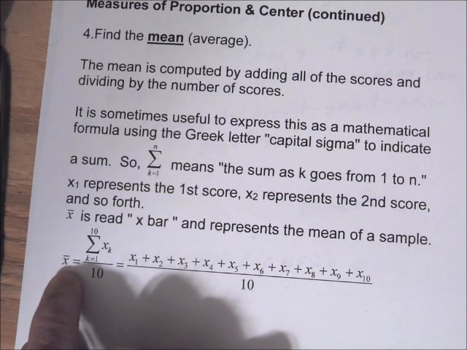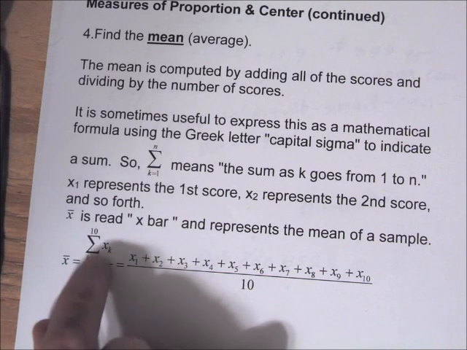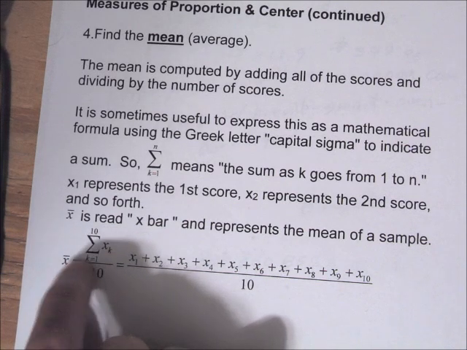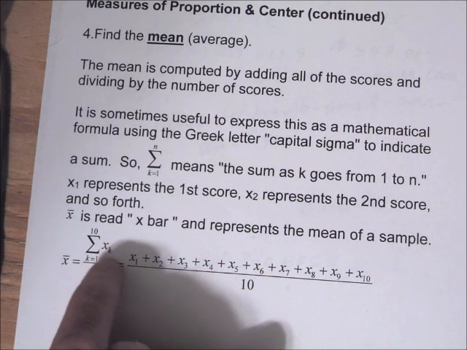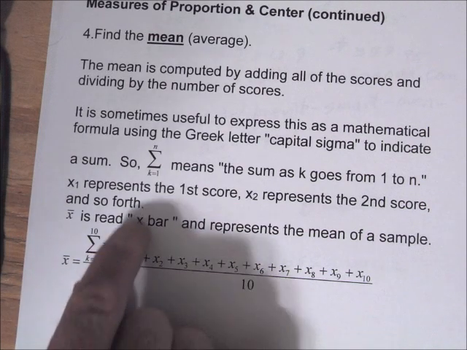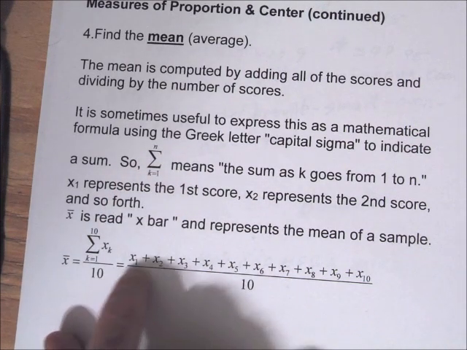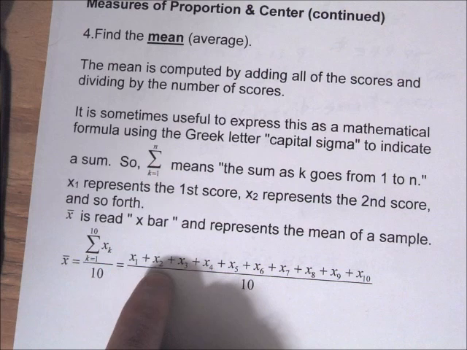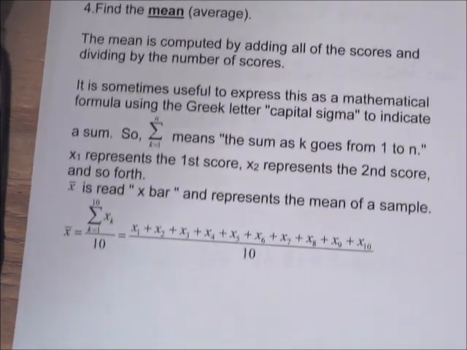So here's the formula. x bar is going to be the summation. Our sample size here is 10, but it goes up to whatever your sample size is. So in this case it's 10. So the summation as k goes from 1 to 10 of xk all over 10. So n here is going to be 10 because we have 10 babies. So it's going to be x1, the first birth weight, plus x2, the second birth weight, plus x3, etc.